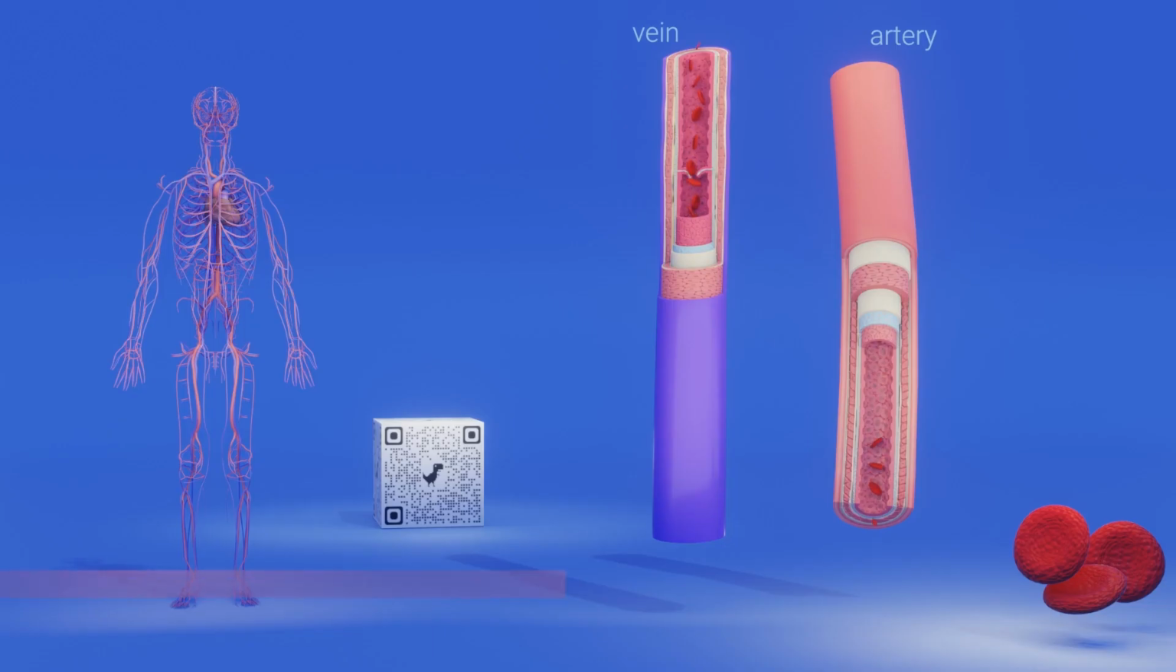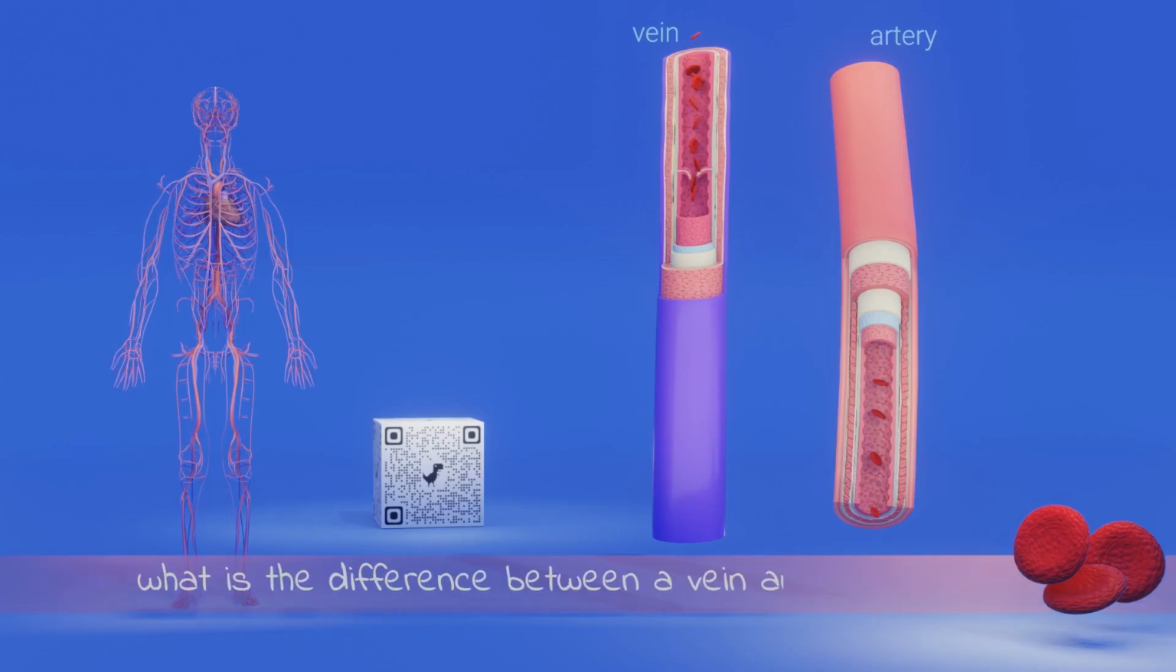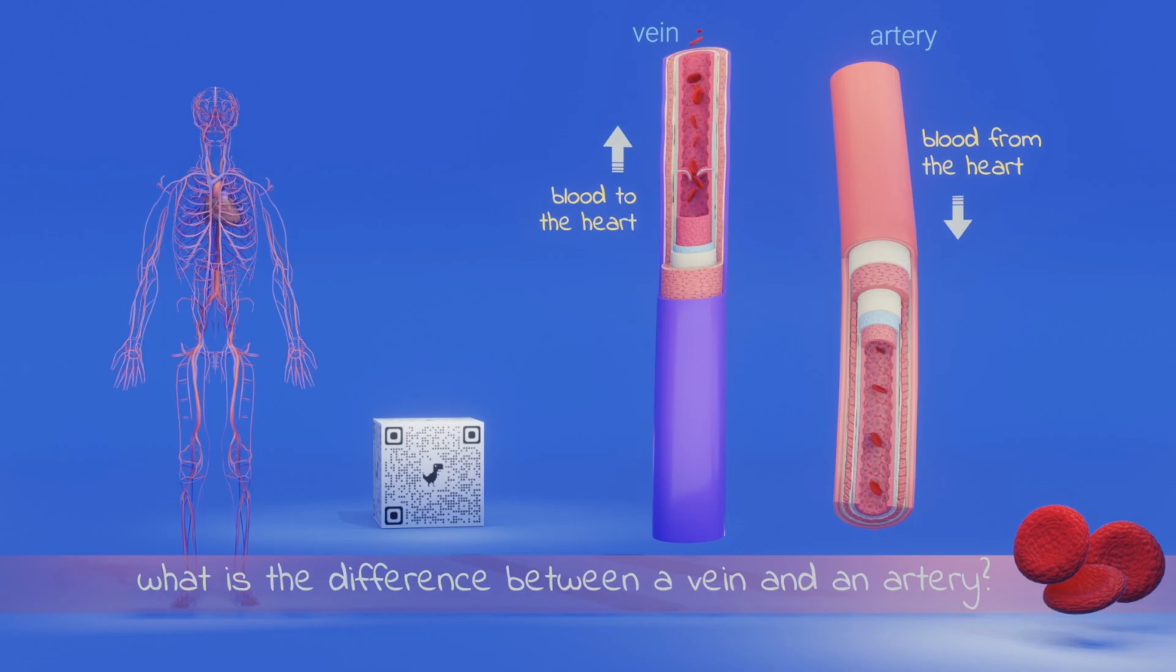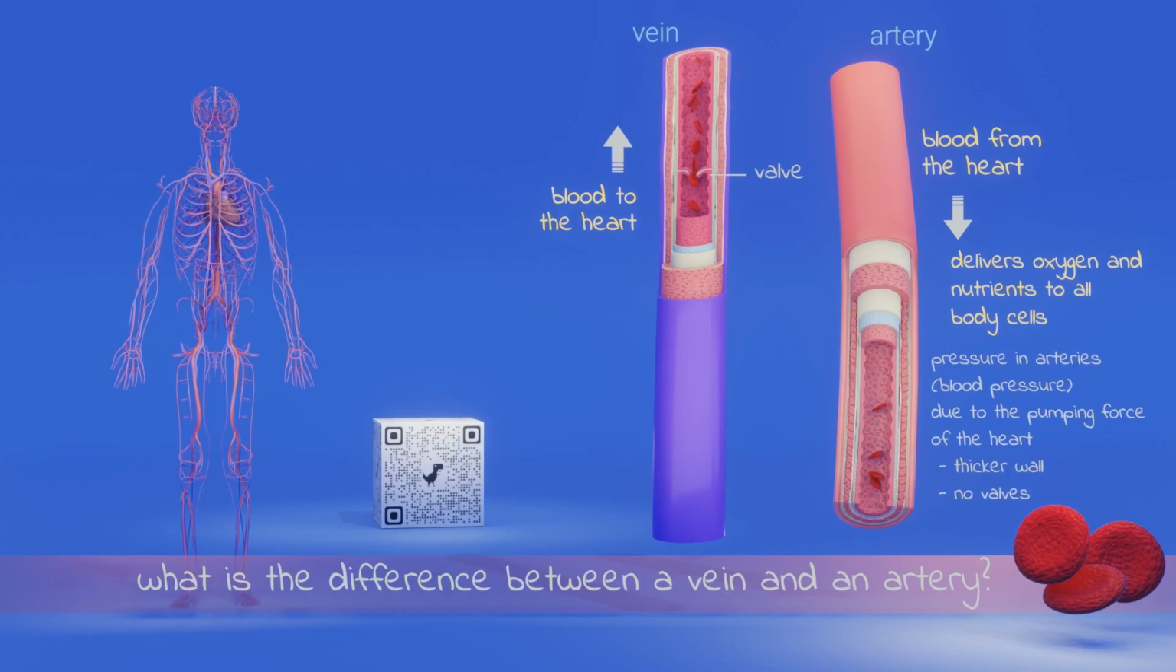We have different types of blood vessels. We have arteries, which turn into capillaries, which turn into veins. But what are veins and what are arteries? The main difference is that an artery goes away from the heart. So the blood from the heart enters an artery and it flows away. In a vein, the blood flows towards the heart. That's the main difference. An artery therefore brings oxygen and nutrients to all body cells.